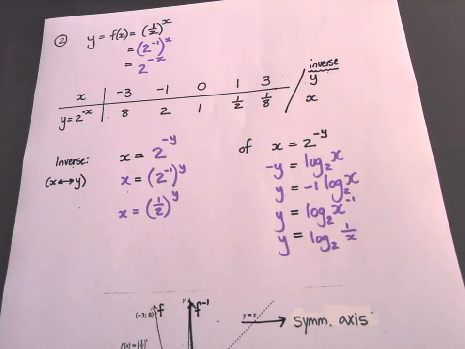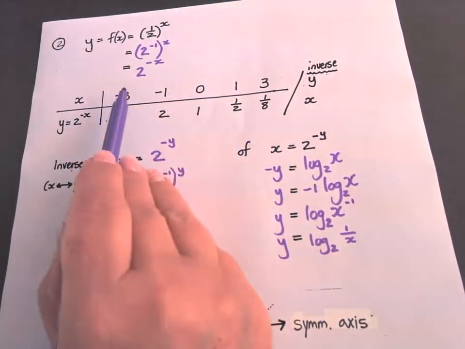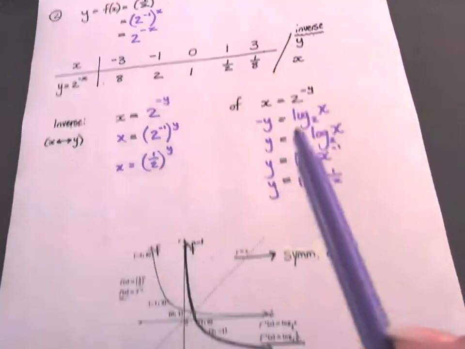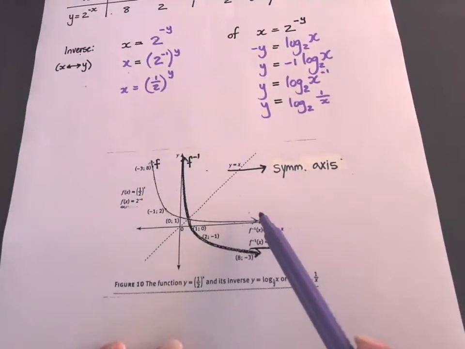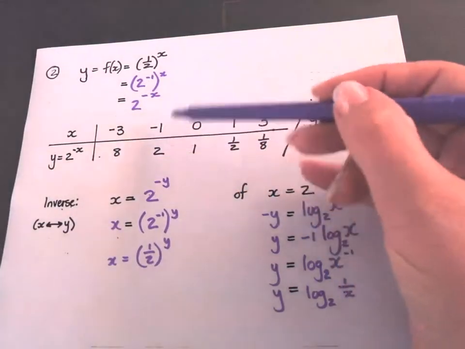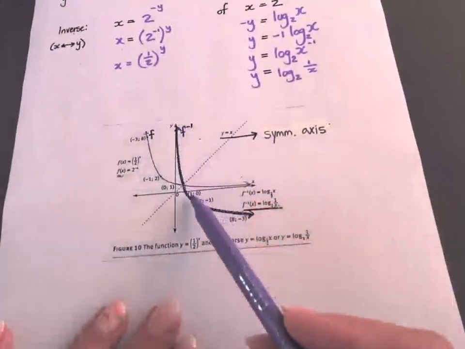In order to draw these functions, I used these as coordinates and I drew my f. Then I swapped the coordinates and I drew the inverse function.